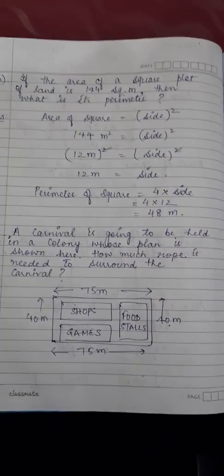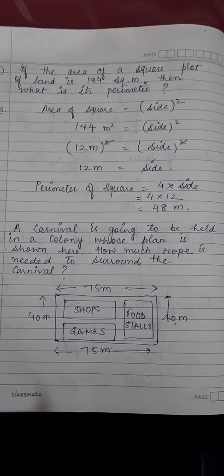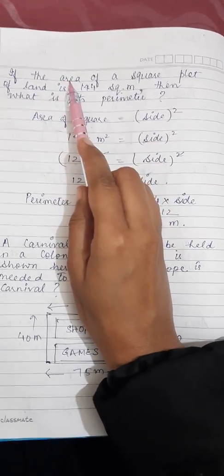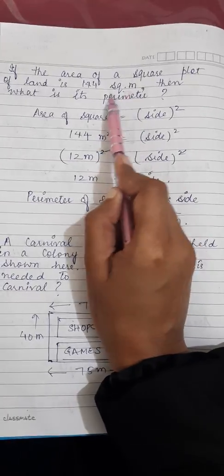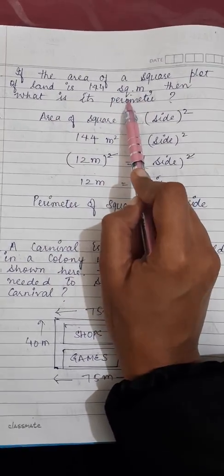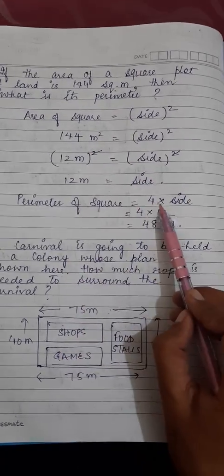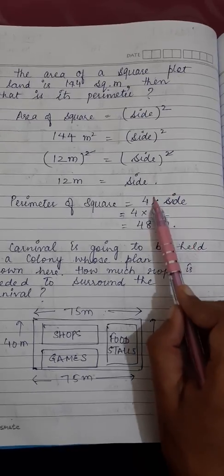B part is, if the area of the square plot of land is 144 square meters. Now see, we are talking about the area and the units are square meters. Okay, so this is correct. Then what is its perimeter? You have to find the perimeter. What is the perimeter of a square? 4 into side. But we need to find the side.